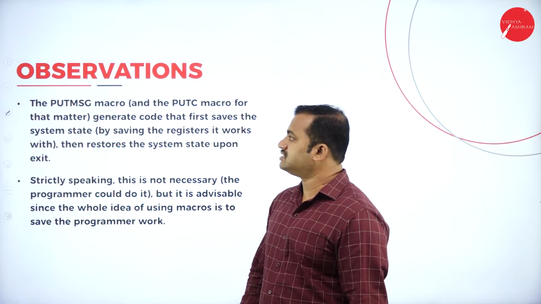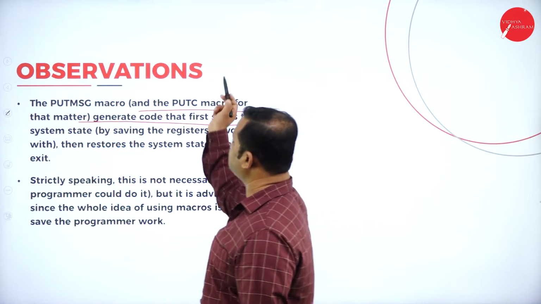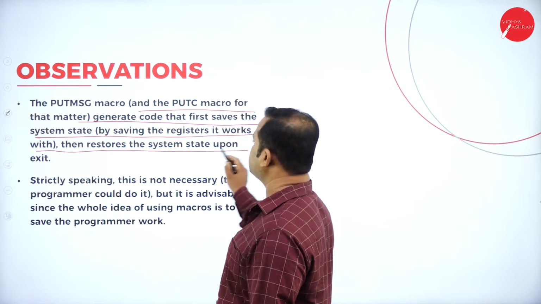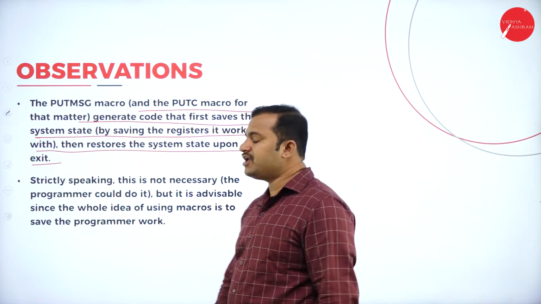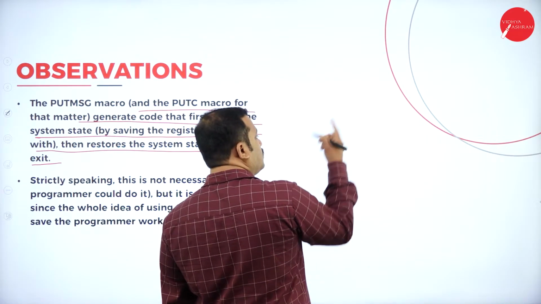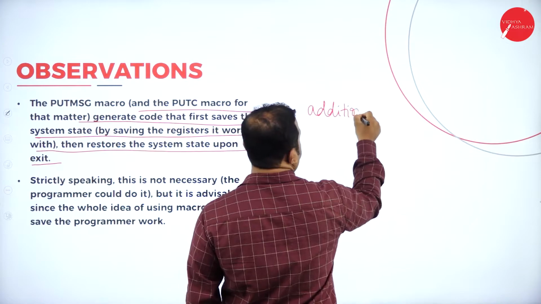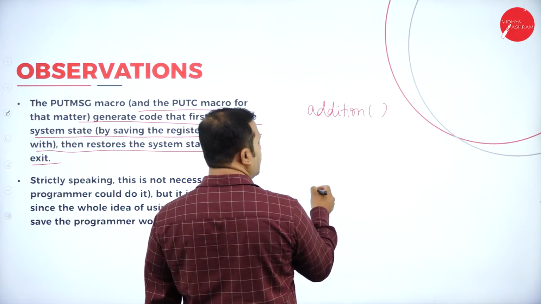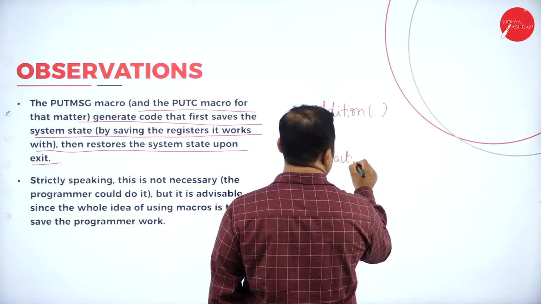So we have this. The put message and the PUTC macro, for that matter, generate code that first saves the system state by saving the registers it works with, then restores the system state upon exit. What is the meaning of this? Suppose I have one function call within another function call, how can it process that? Suppose addition is the name of the function. Within this addition, I have one more functionality called factorial.